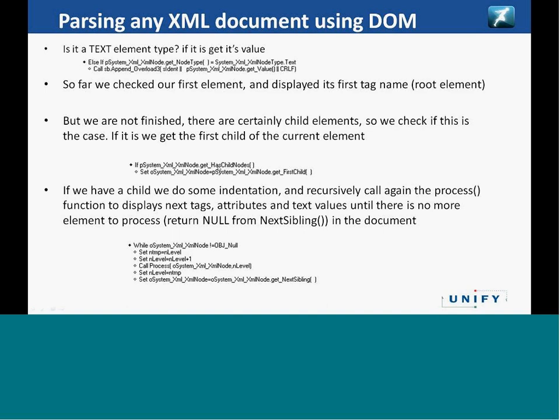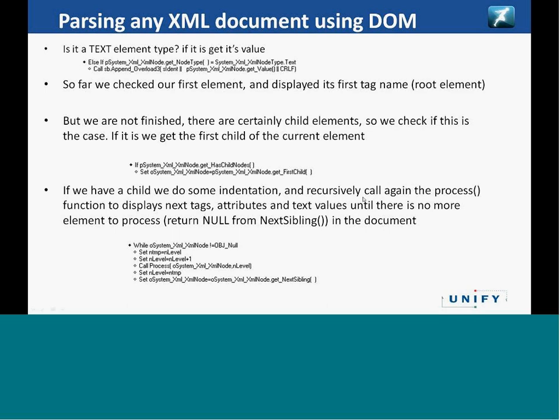We're going to check if we do have child nodes, and then if we do have a child node, we position it to our first child of the node. If we're done, we do some indentation. The indentation is just to show you the result neatly, for example, in a list box.